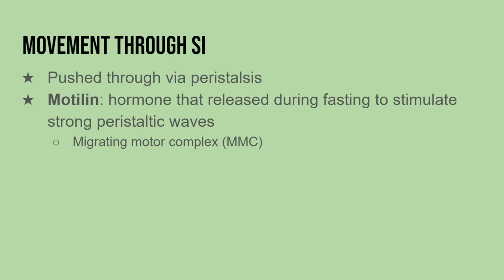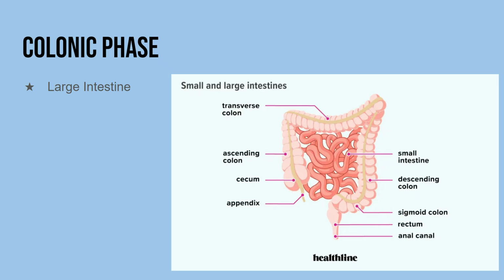I just have a few more slides and then we can do a few Top Hat questions. To help the movement through the small intestine, there's peristalsis, which is the waves that help push the food through. And then there's motilin, which is a hormone released during fasting to help stimulate strong peristaltic waves, which initiate a migrating motor complex to push any food you have left through, to help you absorb as many nutrients as you can from any food remaining in the small intestine.